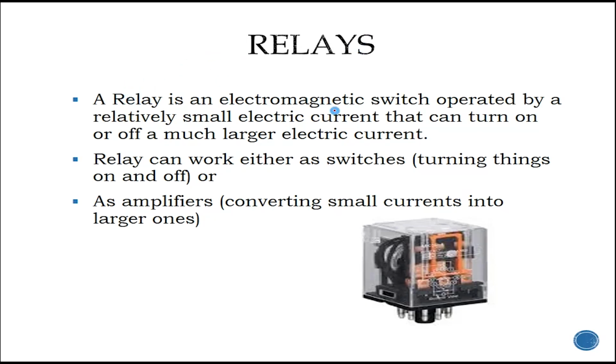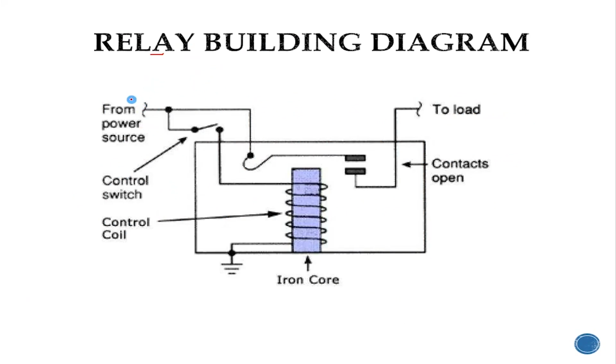First, let's see what is relay and its operating principle. Relay is an electromagnetic switch operated by relatively small electrical current that can turn on or off a much larger electrical current. Relay can work either as a switch, like turning things on and off, or as an amplifier converting small currents into larger ones. Next, let's see the building diagram of relay. Relay we use to connect between the two circuits.